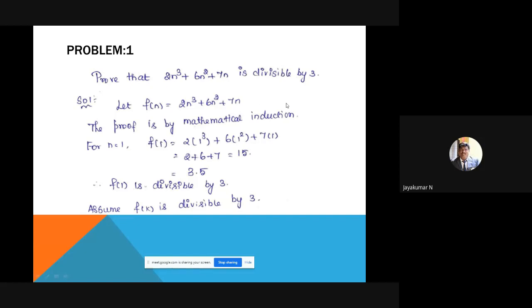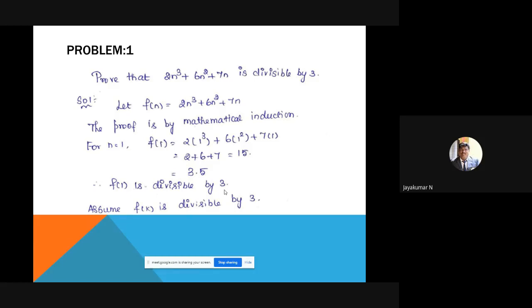Here you have to write the full statement: f of n is nothing but 2n cube plus 6n square plus 7n is divisible by 3. When n equal to 1, put n equal to 1. What do you get? 2 into 1 cube plus 6 into 1 square plus 7 into 1. Finally, 2 plus 6 plus 7, which is 15. 15 is divisible by 3. So when n equal to 1, f of 1 is divisible by 3. For the n equal to 1 case, we proved the statement.